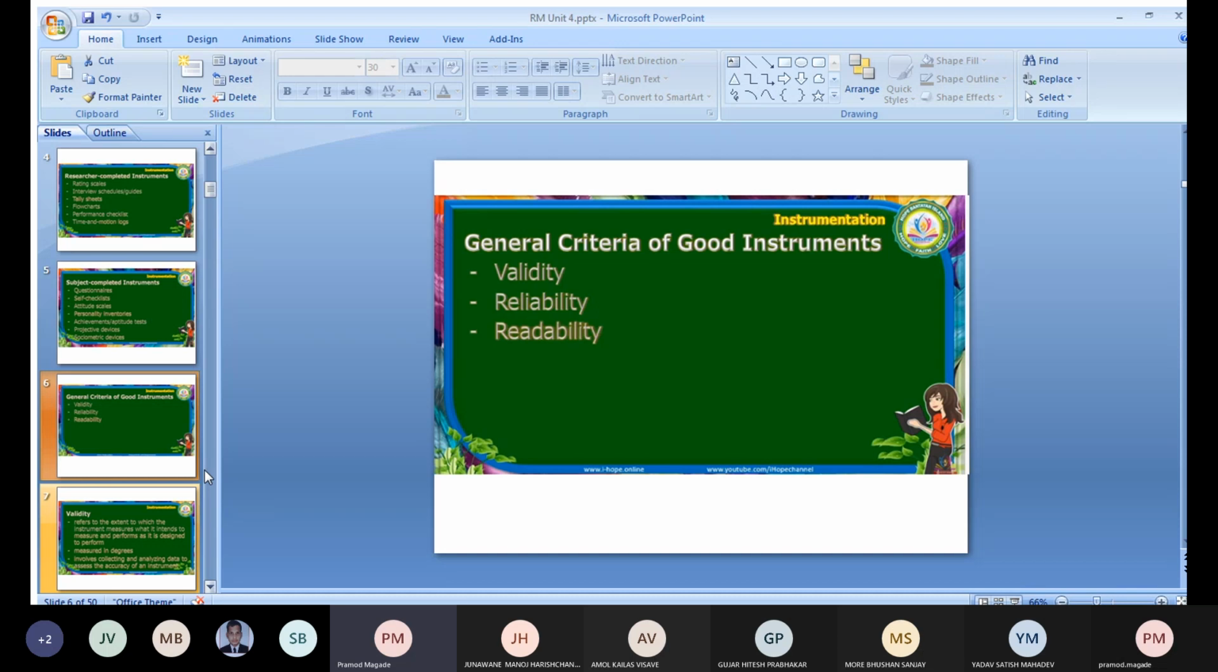Next, readability. Readability. So visuality, we can say. So you can quote any example and let me know. Tell me an example about readable. Or can anybody tell me three examples for validity, reliability, and readability?